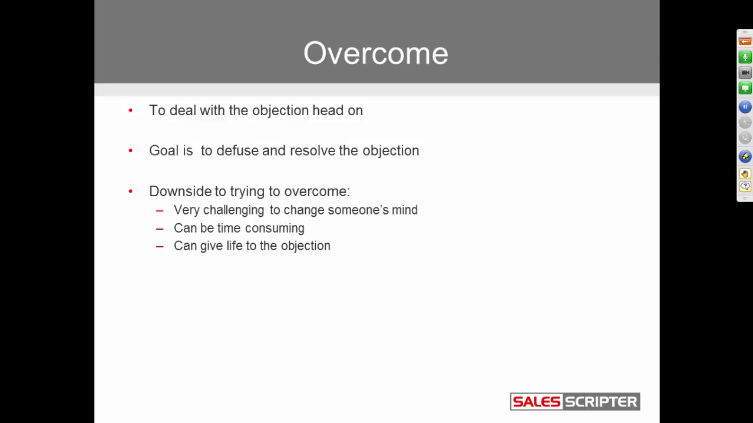The next objection handling option is to overcome the objection. It's to basically change the prospect's mind, to diffuse, to resolve the objection. So if the prospect says that they're not interested, this is trying to make them interested. Now what I want to point out with overcoming an objection is that this is a fairly challenging thing to try to do. You're basically changing someone's mind.